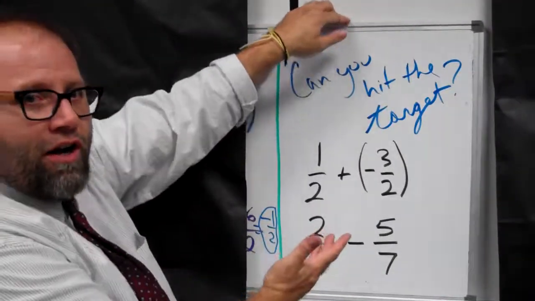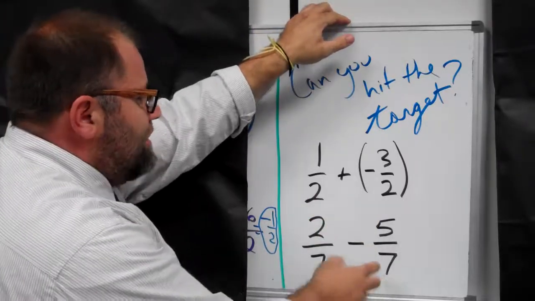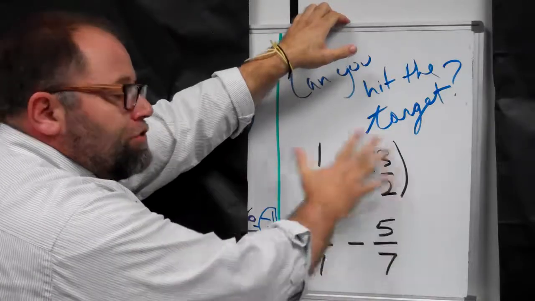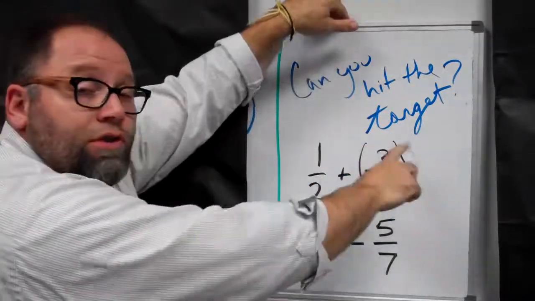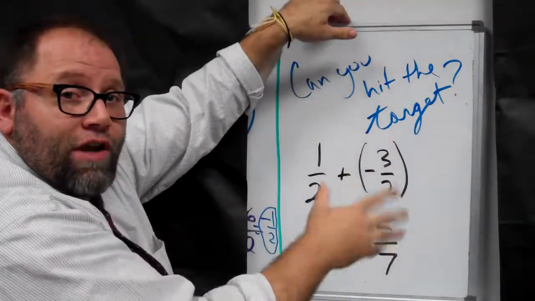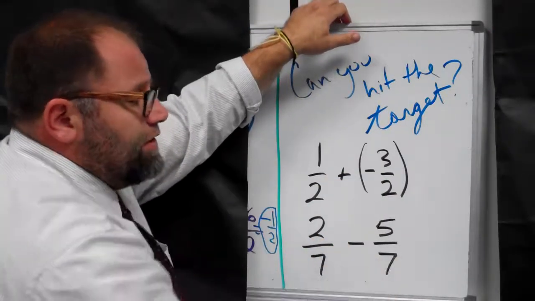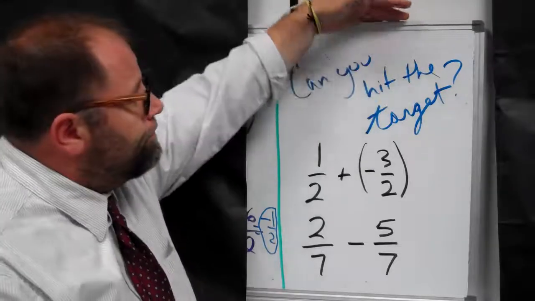So let's look at the target. Can you hit this target? Here we go. We've got two like fractions. In the first one, we've got 1/2 plus negative 3/2. Draw your dance floor, put your dancers on, do the dancing, and then you have your answer, and simplify it if you need it. And then we have 2/7 minus 5/7. Same process, okay? I know you can do it.